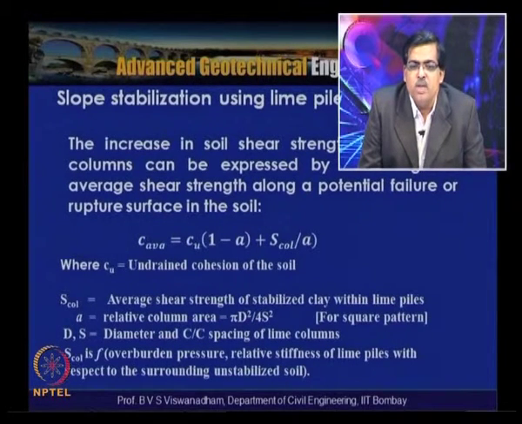This S column is basically a function of overburden pressure and relative stiffness of lime piles with respect to the surrounding unstabilized soil. So S column is found to be reported by Brahms 1991 as the function of overburden pressure and relative stiffness of lime piles with respect to the surrounding unstabilized soil.